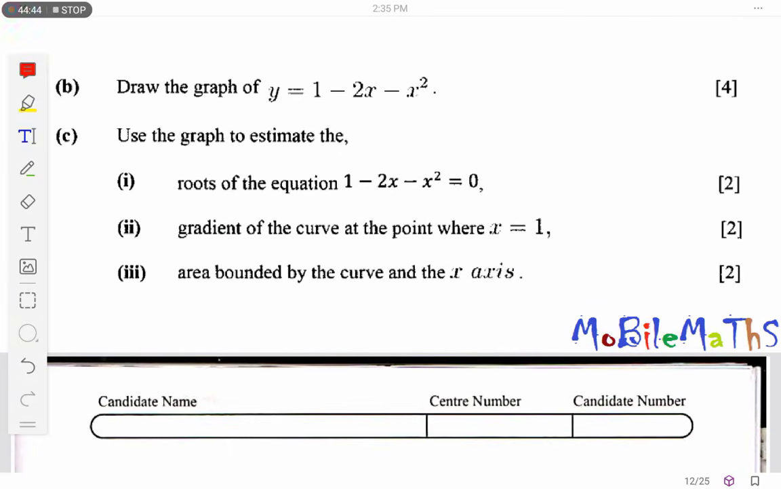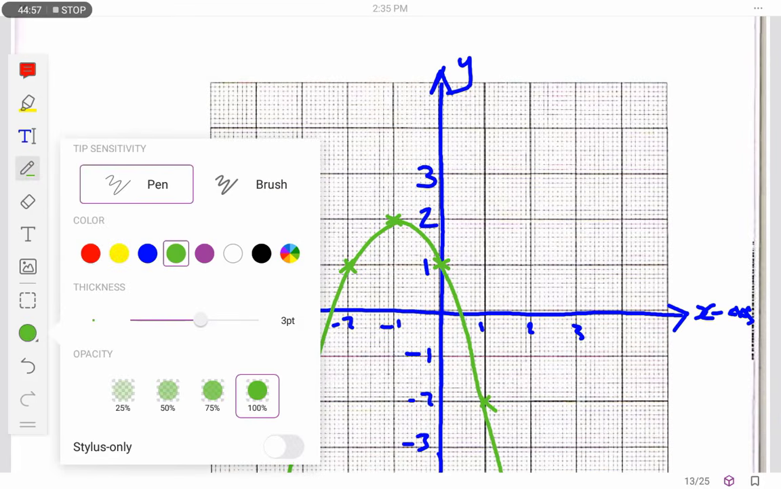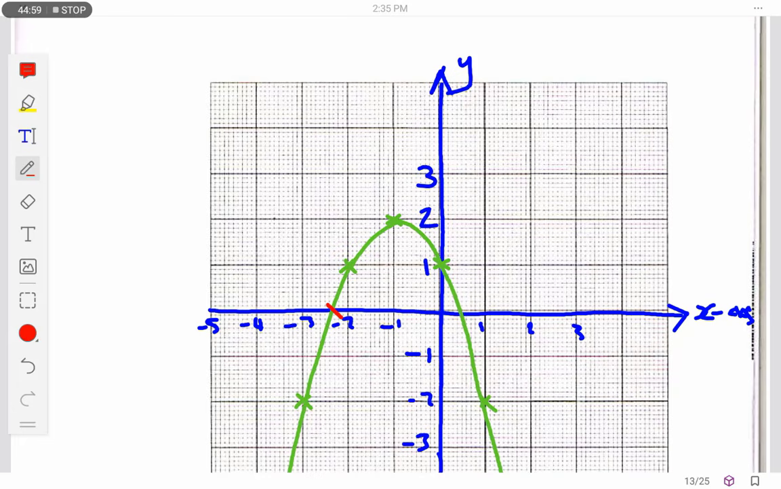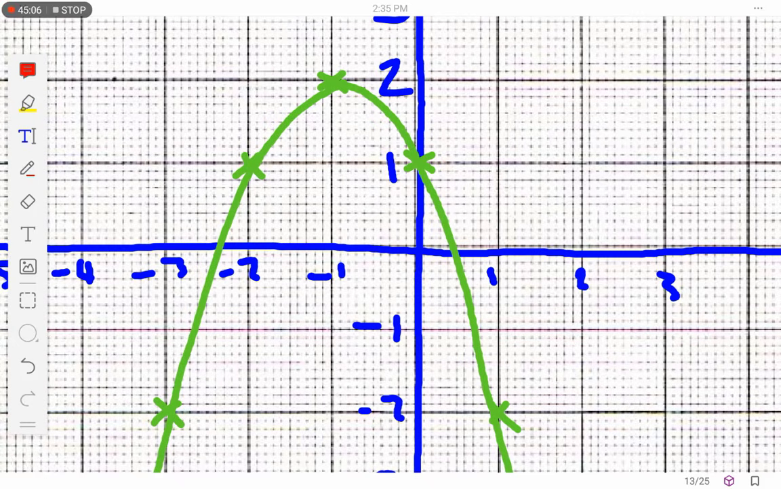Use the graph to estimate the roots of this equation when x is equal to 0. So basically we are looking for these points, this point and this point. You simply measure, count the boxes and write down. For the first one, our x is minus 2 point, that's 1, 2, 3, 2.3 there.